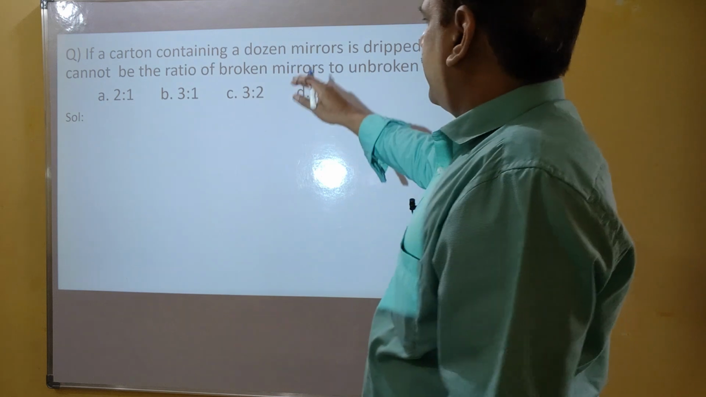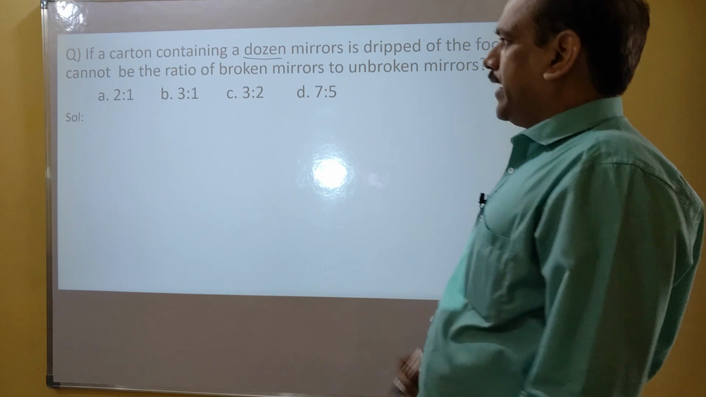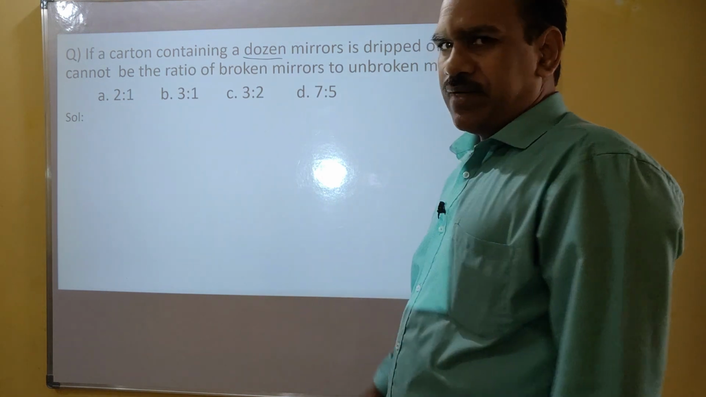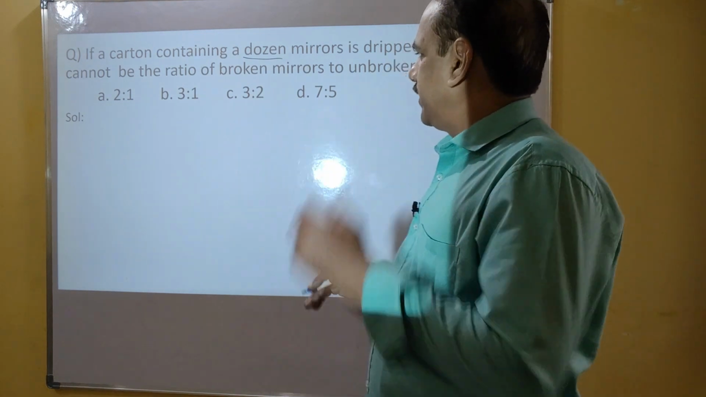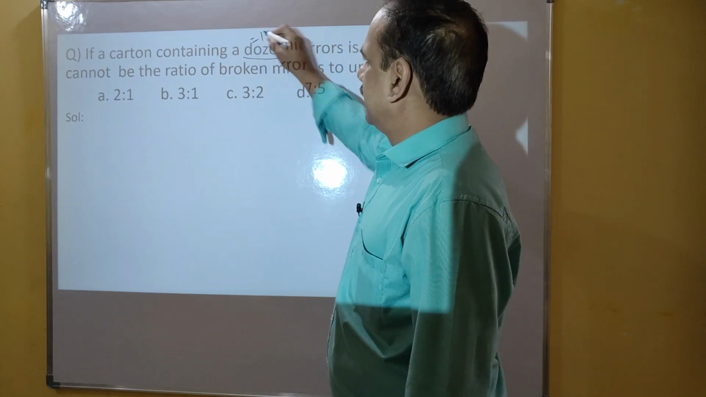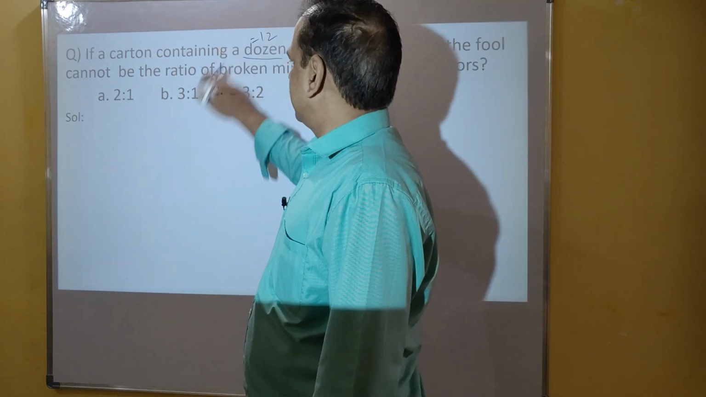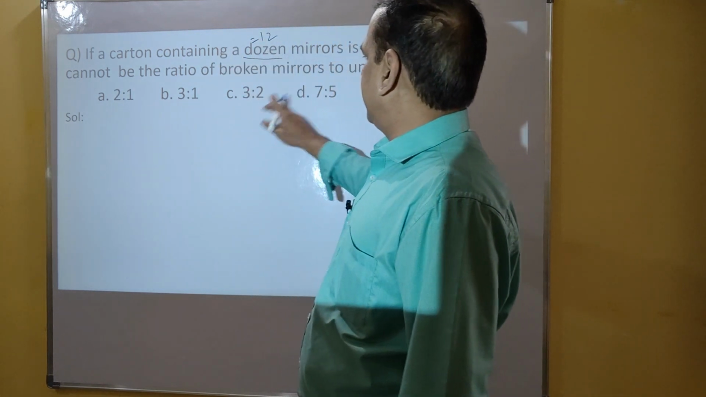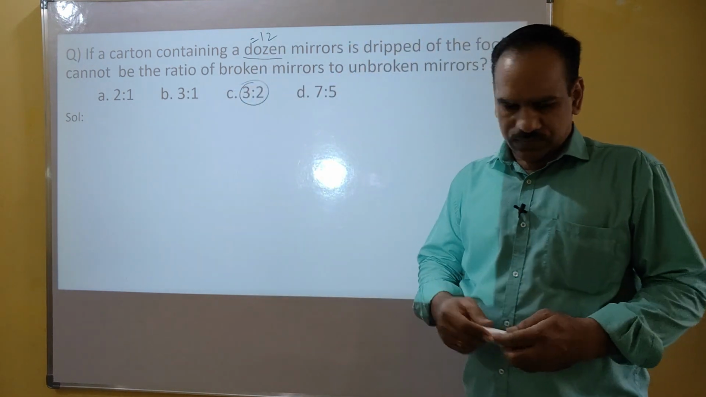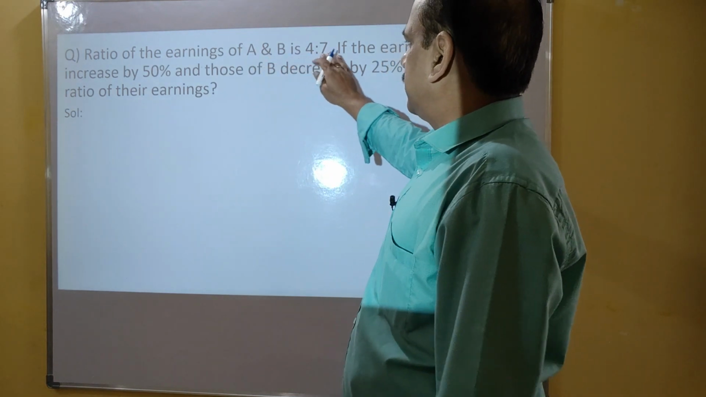If a carton containing a dozen mirrors is dropped off the wall, what cannot be the ratio of broken mirrors to unbroken mirrors? Again, this is the same kind of problem. Cannot be in the ratio means the sum of the terms of the ratio should not divide 12, because the number of mirrors is 12. So 2 plus 1, 3 divides, 4 divides, 5 does not divide, 7, 12 divides. So the answer is 3:2.